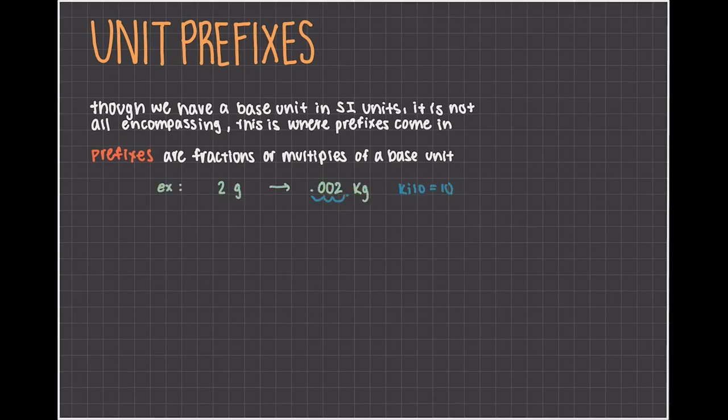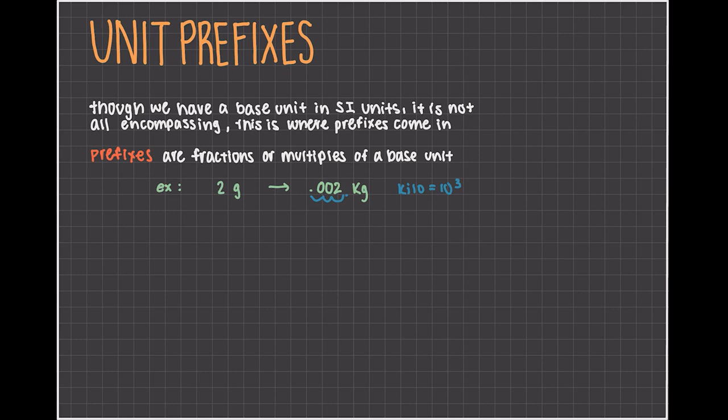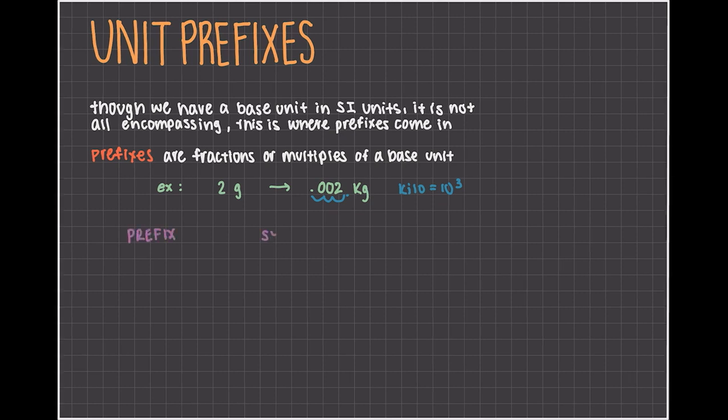This is because when the value is 10 to the 3 times bigger than the base unit gram, we have agreed to call it a kilogram, with kilo being the prefix. Now each prefix has a symbol and a factor. Kilo is K and is a factor of 10 to the third. Hecto is H and is a factor of 10 to the second. Deca is a capitalized D with a factor of 10.